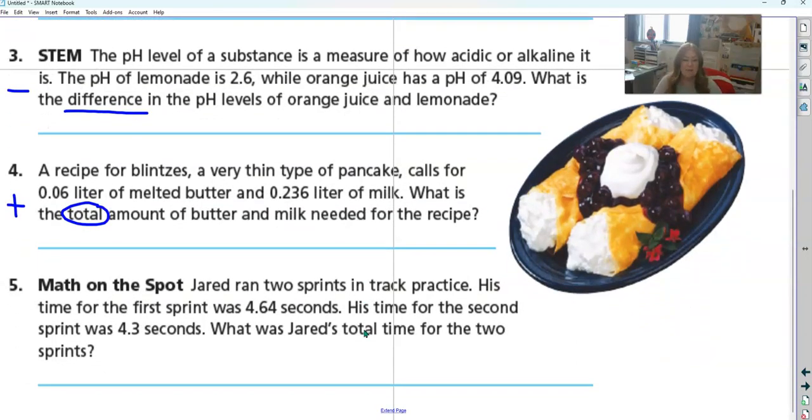Okay, and number 5, Jared ran 2 sprints in track practice. The time for the first one was 4 64/100ths of a second. His time for the second one was 4 3/10. What is the total time for the 2? So we're taking both of them and putting them together to get that total. So we need to add those together. The 4 at the beginning should be lined up, then the decimal. So we're going to have to add a 0 here to make sure they have the same amount of places. So make sure they're lined up and go ahead and get 1 through 5 answered.